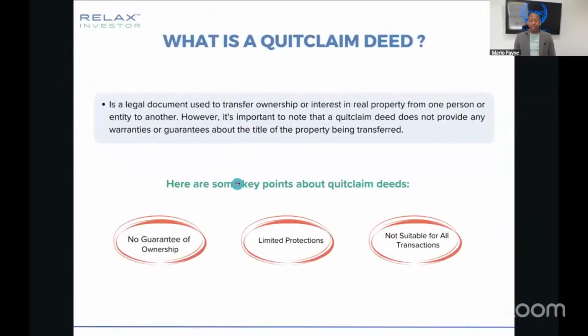Let's see here. More equipment. So what's a quitclaim deed? The last thing. A quitclaim deed is a legal document, as I talked about before, in which you say, I have one thing, and I want to put it into another person's name.